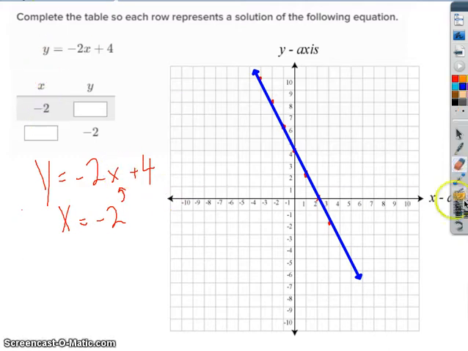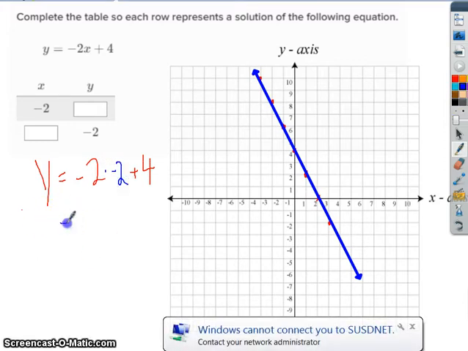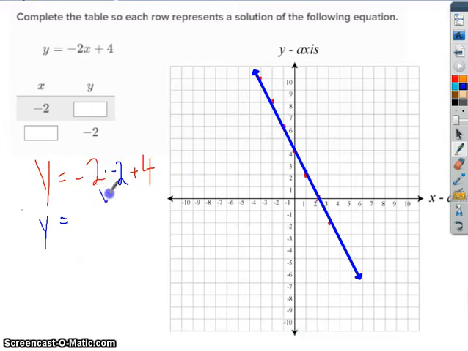So I'm going to take x and erase it, and replace it with the number -2. Playing the role of x today will be the number -2. Now I've got to evaluate: y equals -2 times -2 plus 4. In fact, -2 times -2 is +4, plus 4 is 8. So I can put the number 8 in this part of the table. The first solution to this equation is -2, 8.